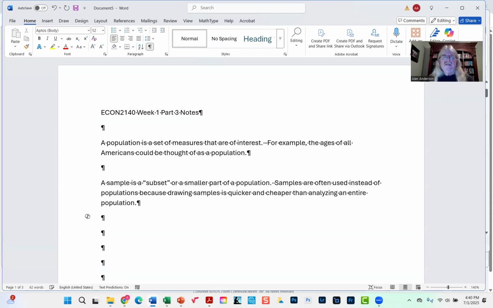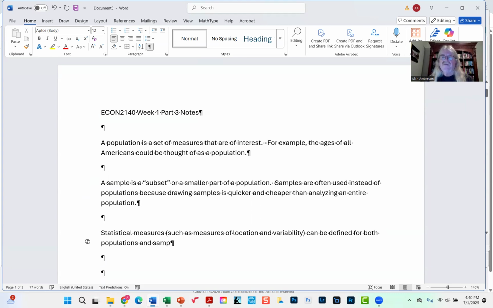So statistical measures, such as the measures of location and variability we're looking at, can be defined for both populations and samples. So whenever we construct these measures, we have to make it very clear which one we're referring to. If you see a number, you have to be told, is this a population measure or is it a sample measure? Because it matters a great deal.